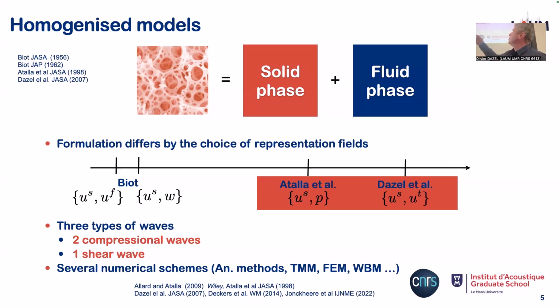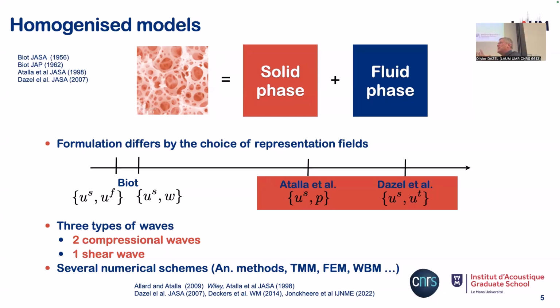The best-known way is the Biot formulation that was formalized in the 1950s. This is a formulation with the displacement of the solid phase and the displacement of the fluid phase as fields of representation. Another theory came a few years after, and I will focus on more recent formulations: one for which we have the displacement of the solid and the pressure as primary variables, and another one with the solid displacement and the total displacement. Total displacement is closely linked to the fluid displacement. It's not totally equal, but at least the formulas are better. It's easier to use this formulation.